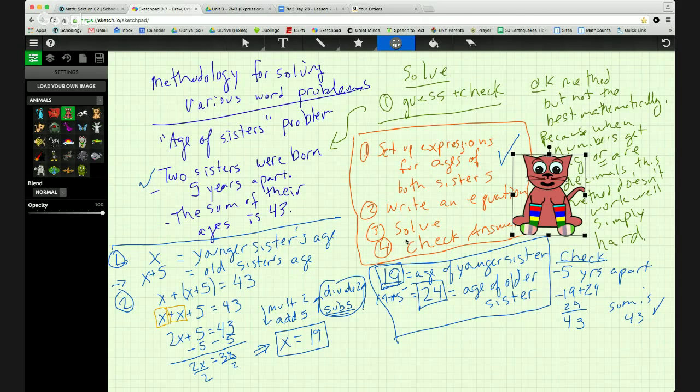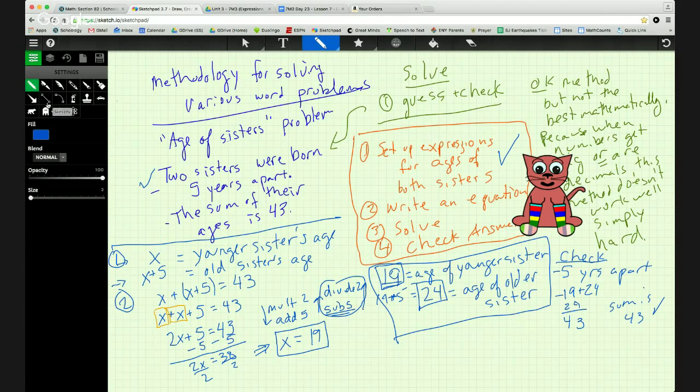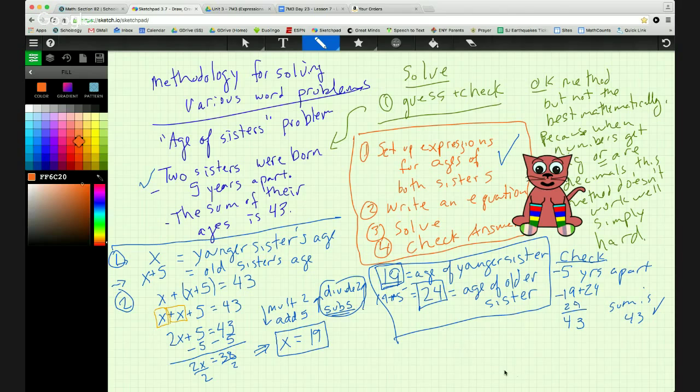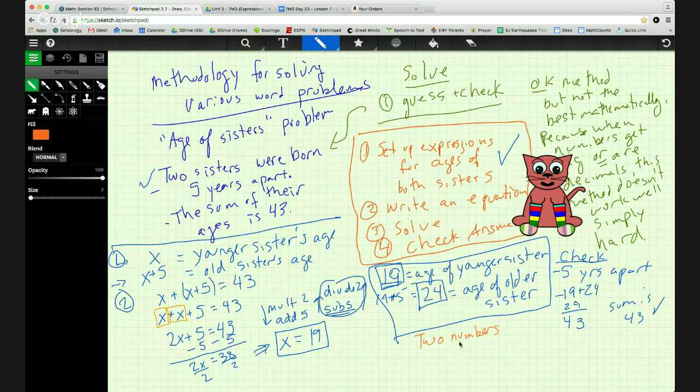Now, let me just say that there are a couple other problems that you might see that are like this problem. One of them, you might see, let's try it like this. Two consecutive numbers have a sum of 33.